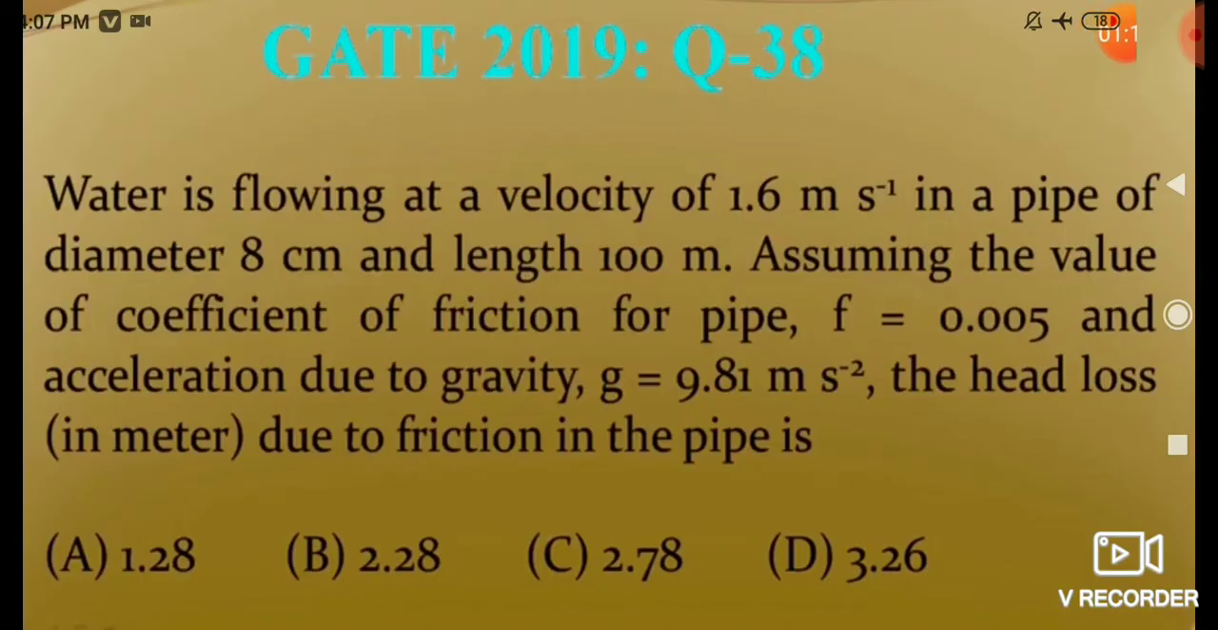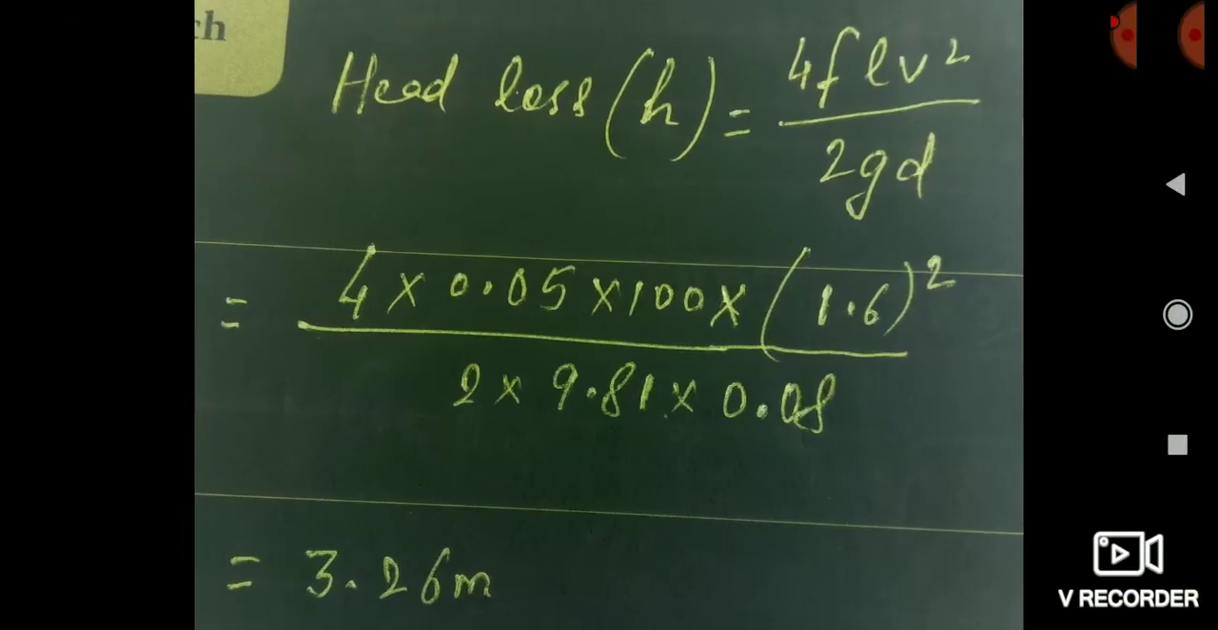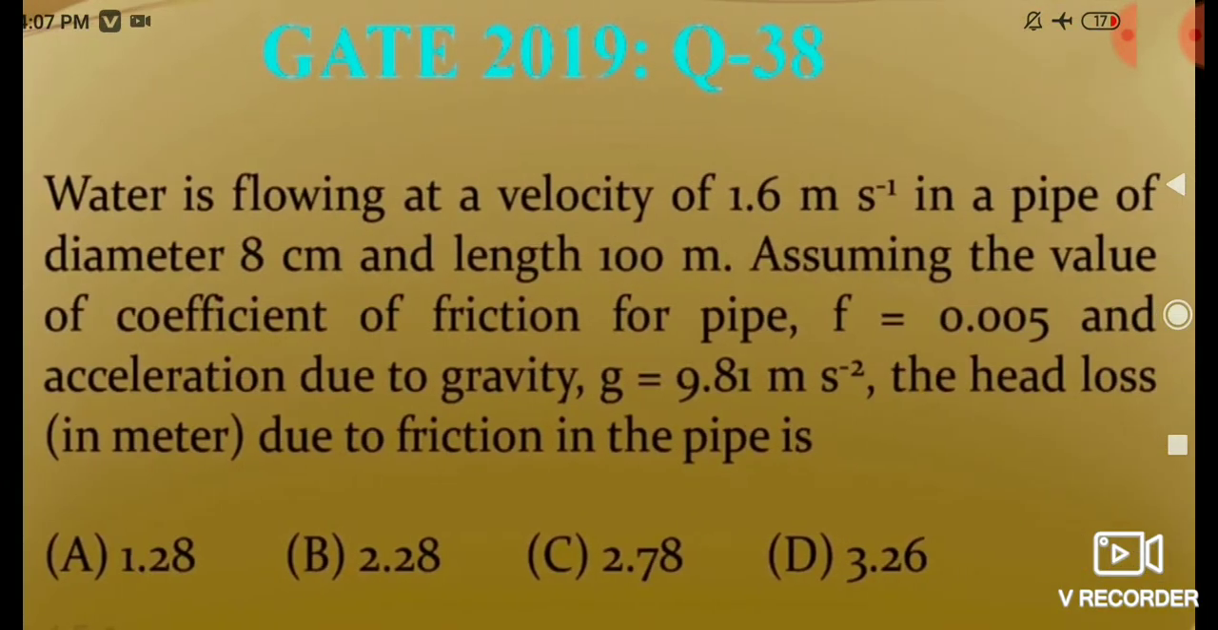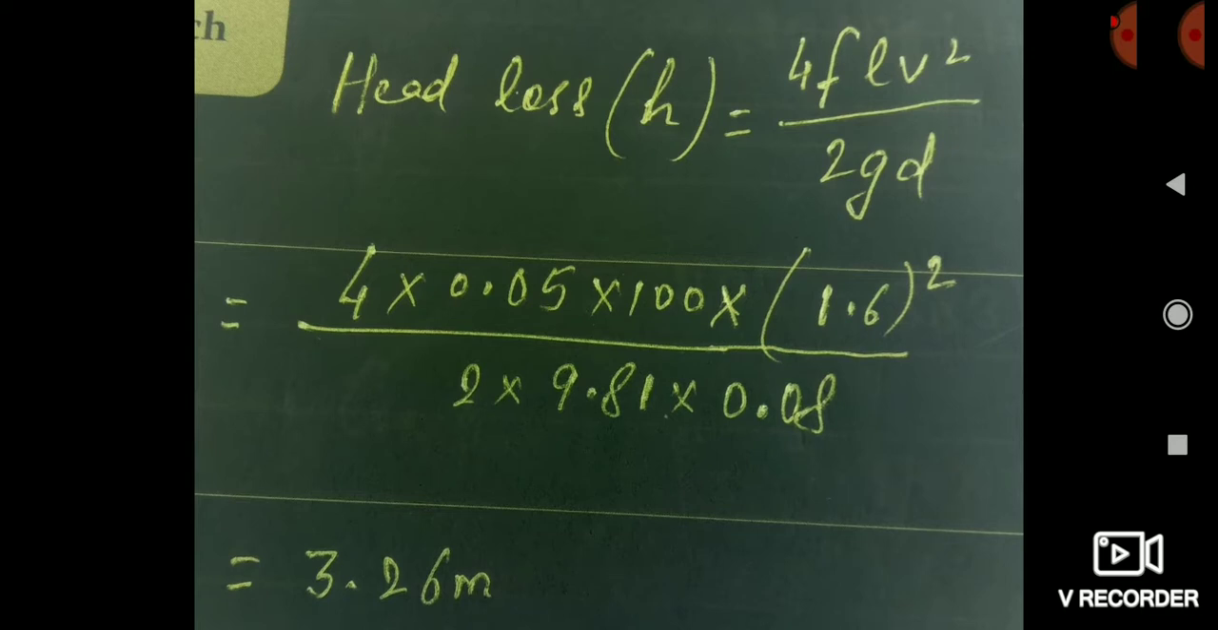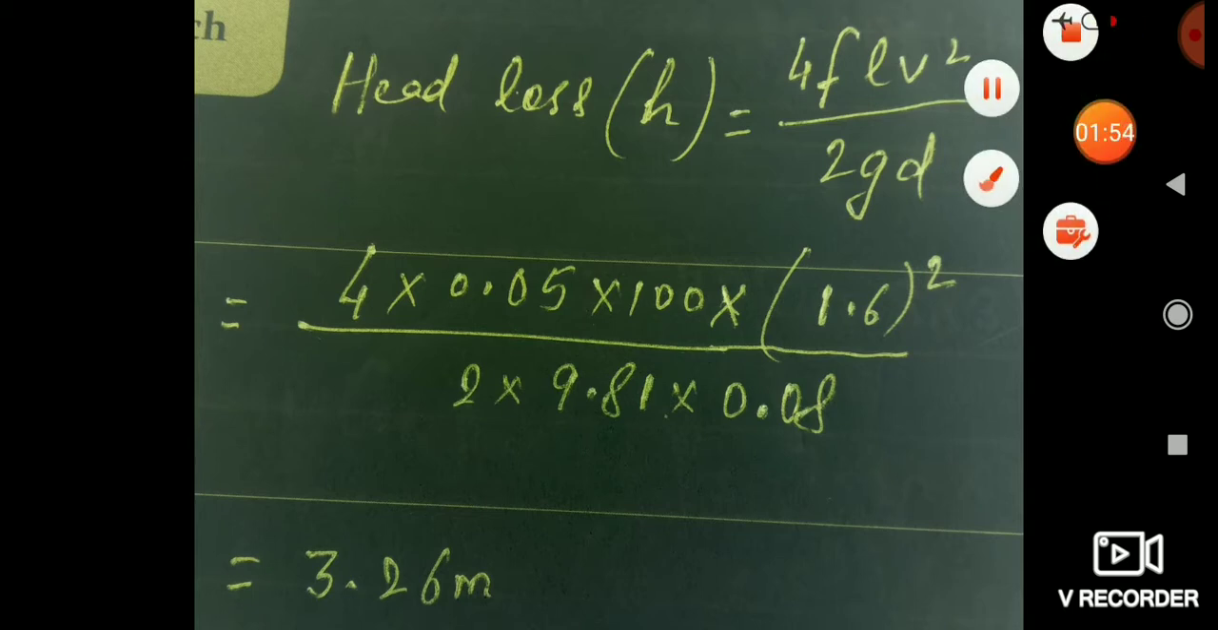Now you can see this question. Here it is given the velocity of 1.6 meter per second, the diameter of 4 centimeter, and the length of 100 meter, and assuming that the coefficient of friction for the pipe is 0.005 and the acceleration due to gravity is 9.81, it is asking for the head loss. So simply, the coefficient of friction is given, that is 0.005. So you can simply apply head loss is equal to 4fLv² by 2gD. The f value is given, L value is given, velocity is given, and D is given. You can simply put in the values and you will get your answer, 3.26 meter.